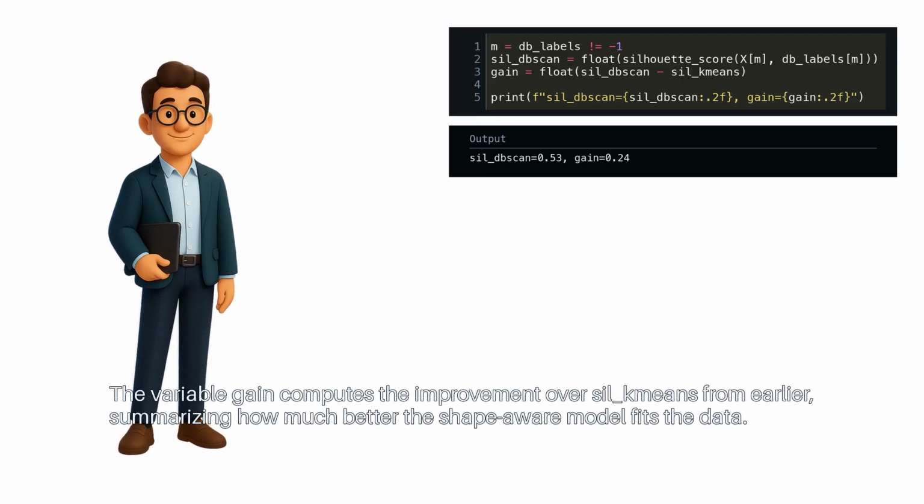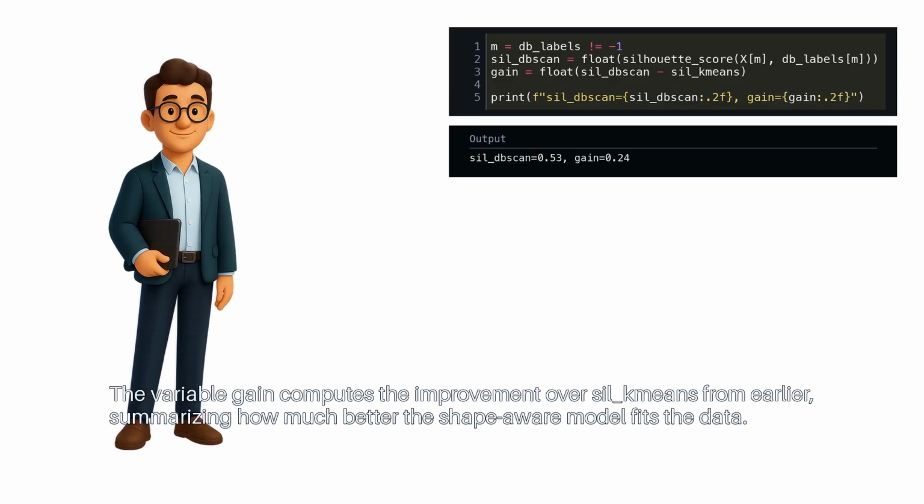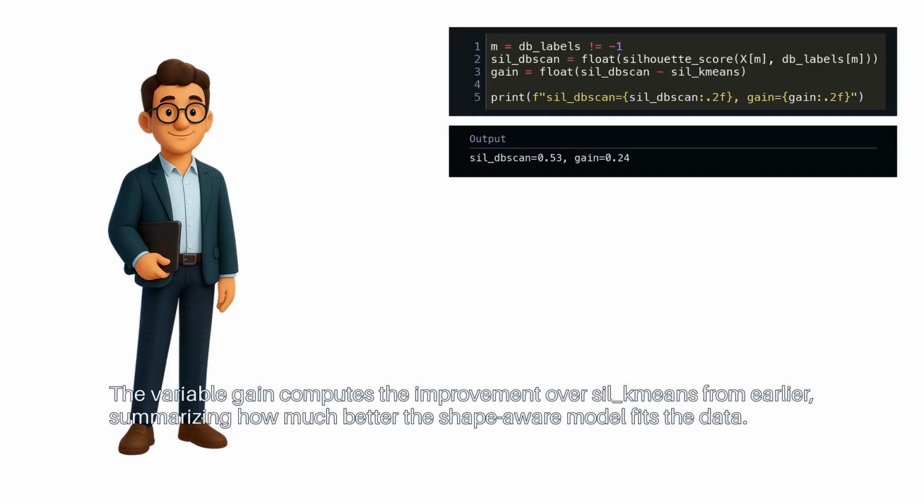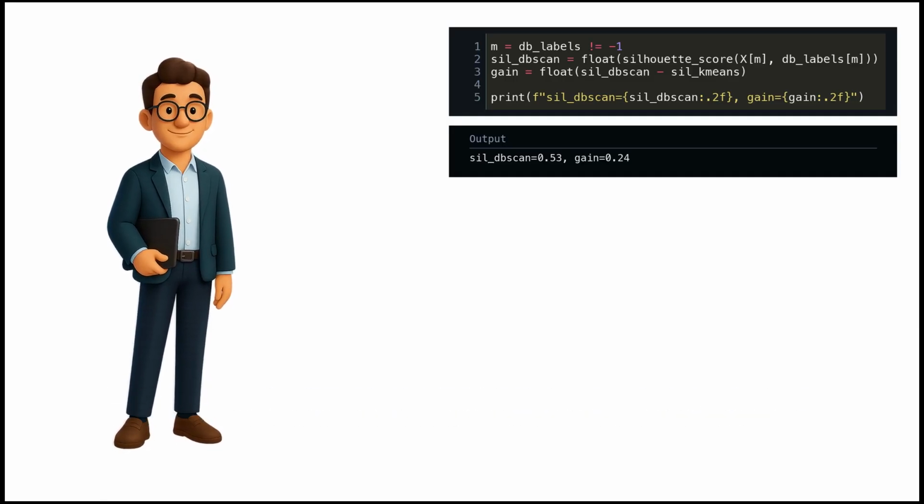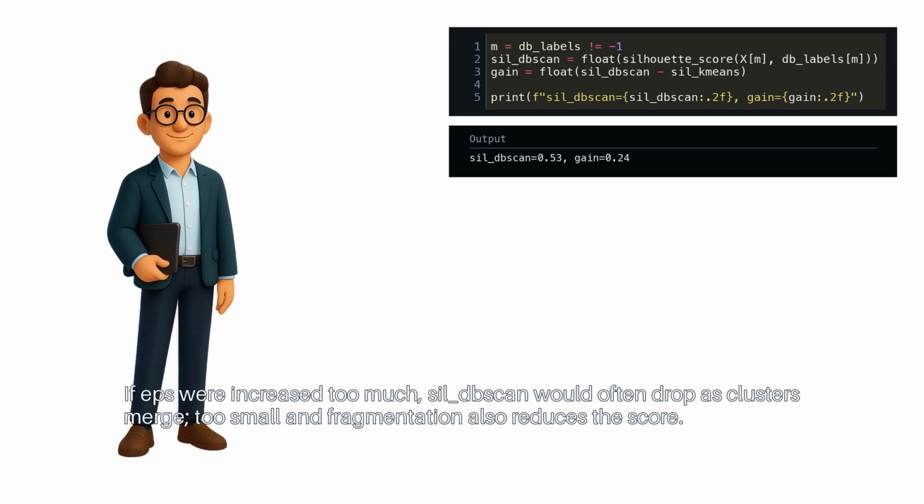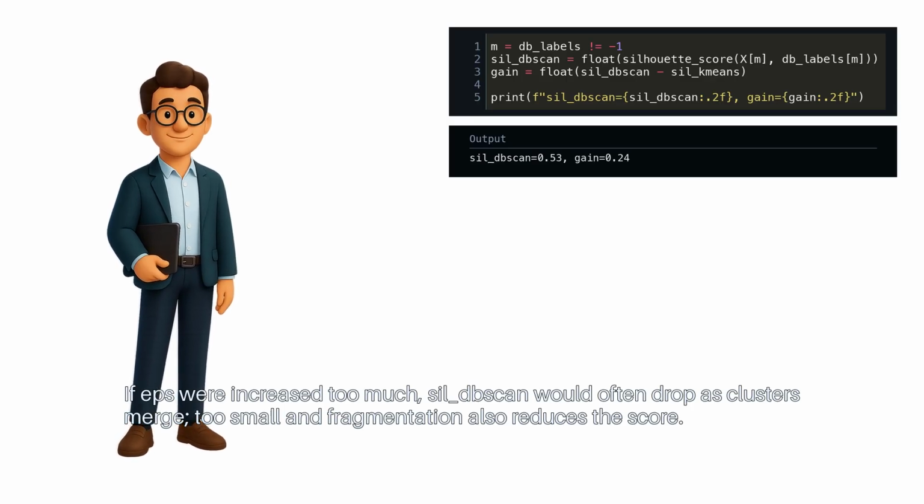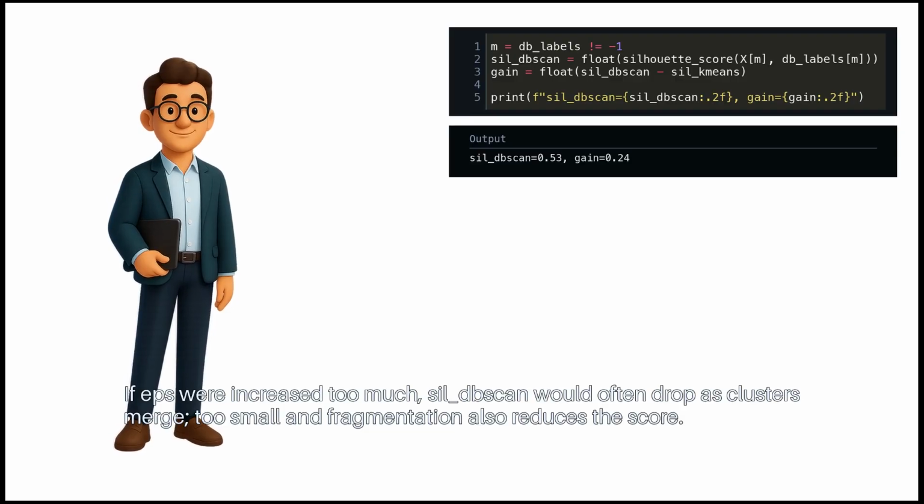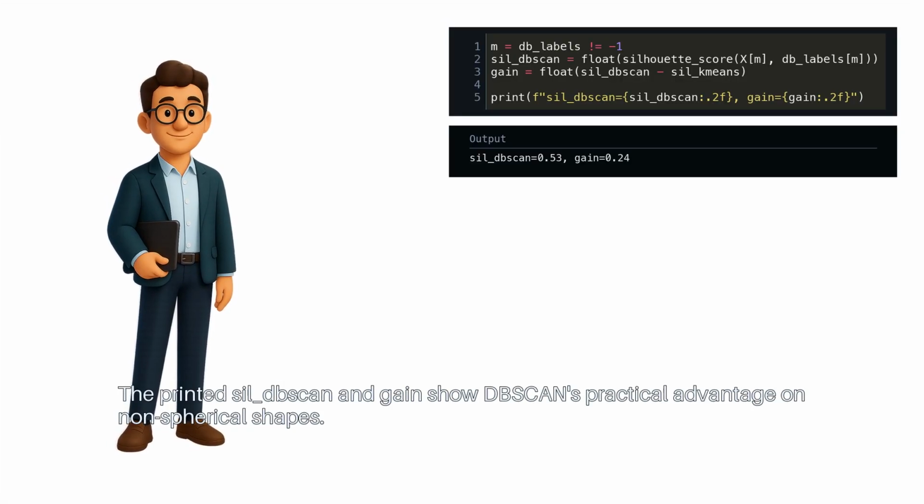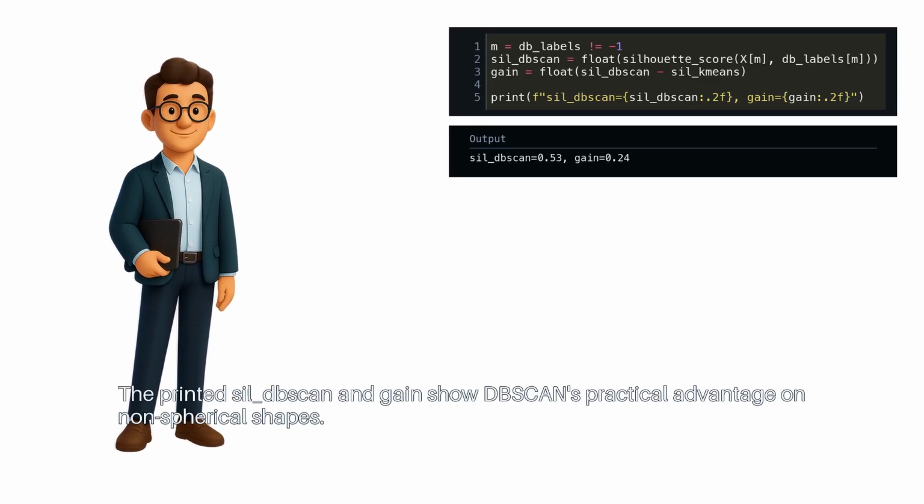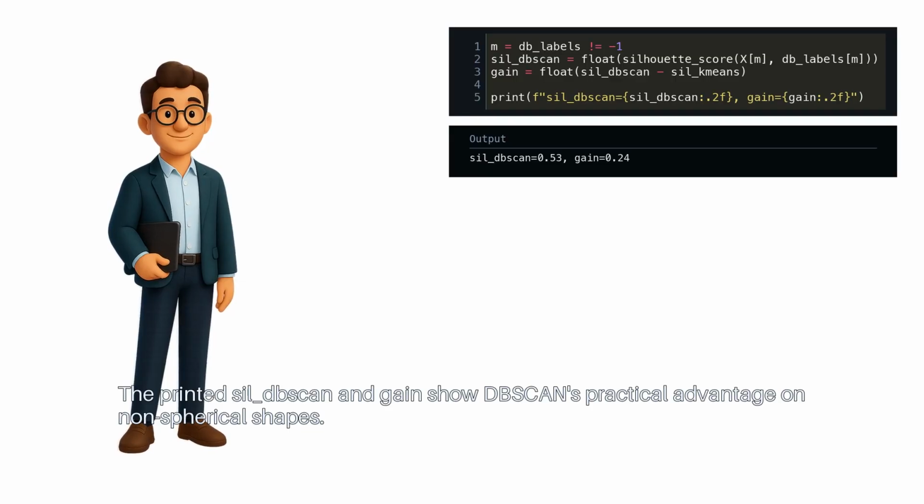The variable gain computes the improvement over sil_kmeans from earlier, summarizing how much better the shape-aware model fits the data. If eps were increased too much, sil_dbscan would often drop as clusters merge. Too small, and fragmentation also reduces the score. The printed sil_dbscan and gain show DBSCAN's practical advantage on non-spherical shapes.